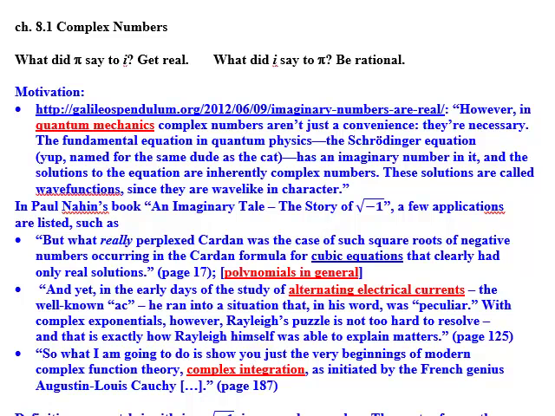Complex numbers, what did pi say to i? Get real. What did i say to pi? Be rational. All right, behind the joke.